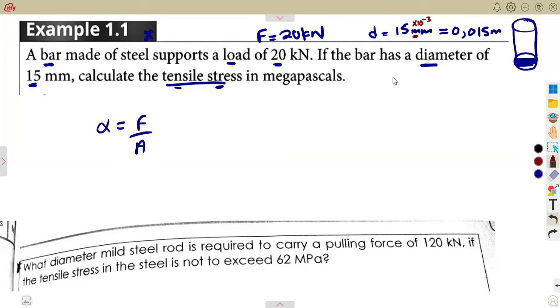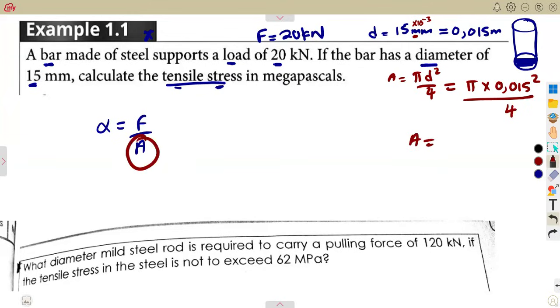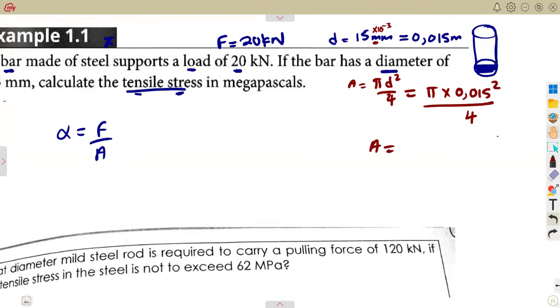Definitely, as we are to calculate this, we are going to need the area. The area of a circle, like I said, is what? Pi d squared over 4. We have the diameter, so that is pi times 0,015 squared over 4. This will give us the area, or you can just substitute into the formula, which is fine. Because you have the formula for the area of a circle, you can just manipulate that. I'm going to show you that way. So you can calculate the area aside.